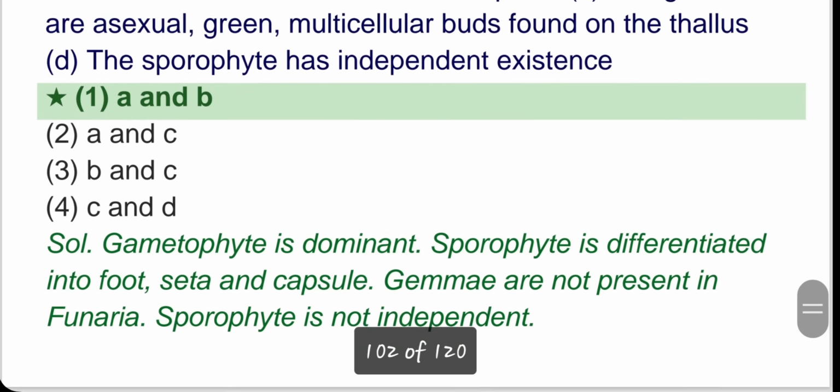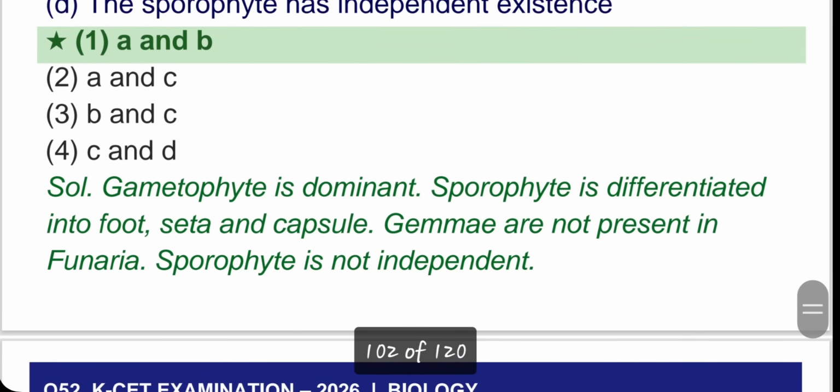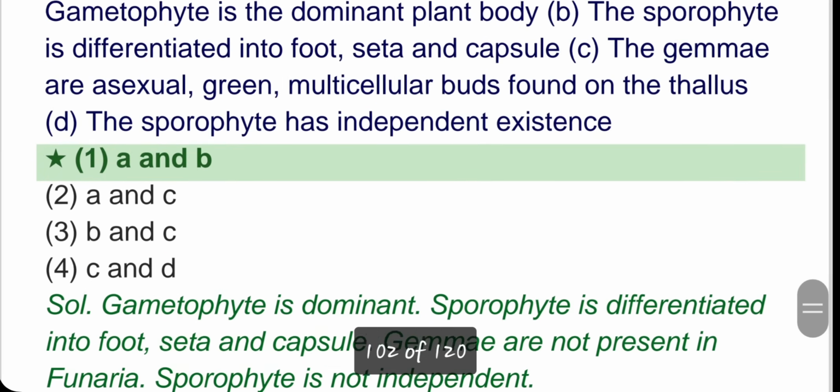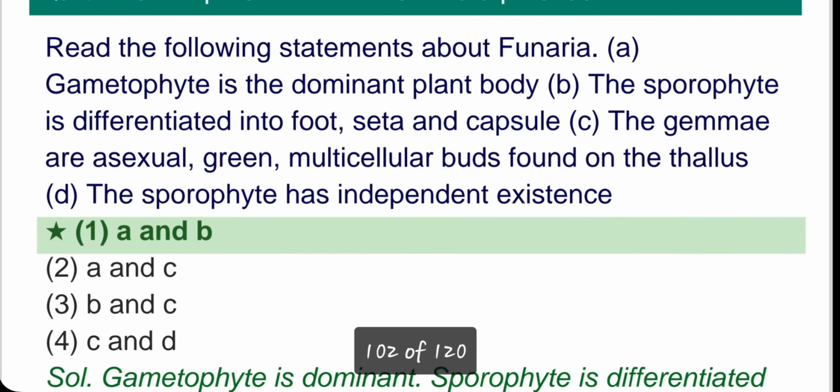So the correct option: sporophyte is differentiated. Gemmae are not present in Funaria. Sporophyte is not independent. So here that question was not complete. Like, read the following statements about Funaria. They should have asked it about the correct statement.